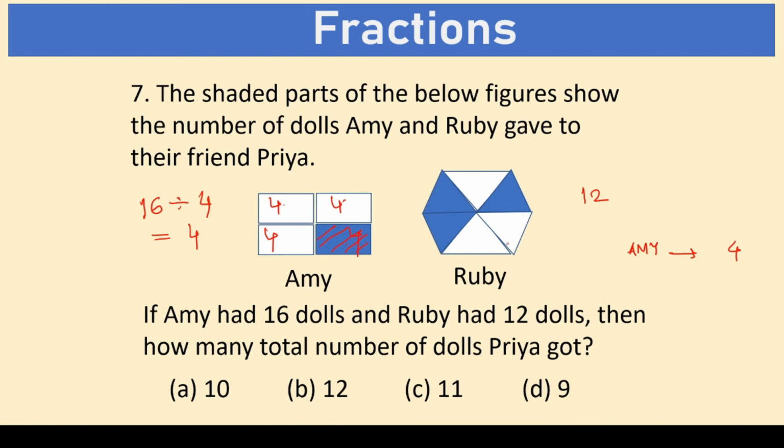Next is Ruby. Now Ruby has 12 dolls and there are 6 portions in this figure. So we need to divide 12 into 6 portions, which is equal to 2. So each portion here will have 2 dolls and 3 of them are shaded. So 2 plus 2 plus 2, that is equal to 6. So from Ruby, Priya gets 6 dolls. Now we add them up together and we get 10 dolls. So Priya gets 10 dolls from both her friends.